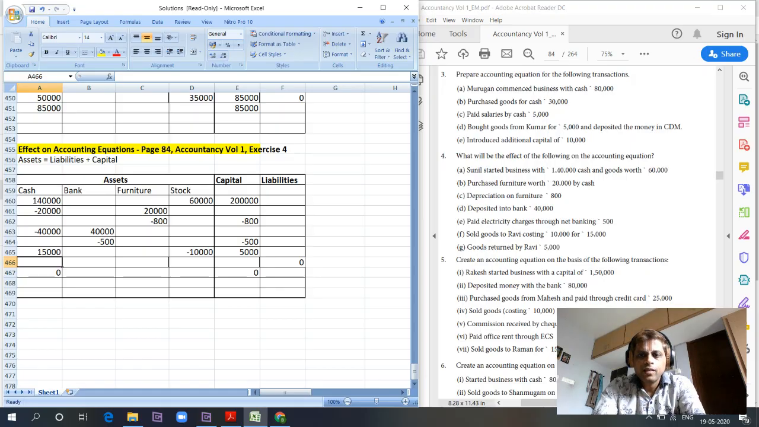Next is goods returned by Ravi for 5,000 rupees. Whatever we have sold to Ravi, he has returned, and the value of the goods is 5,000 rupees. So stock is added 5,000 rupees. Now, what will be the impact on profit and sales? 10,000 rupees worth of goods is sold for 15,000 rupees, so there is a 50% markup added here. So what will be the sale value of 5,000 rupees worth of goods? That will be 7,500 rupees.